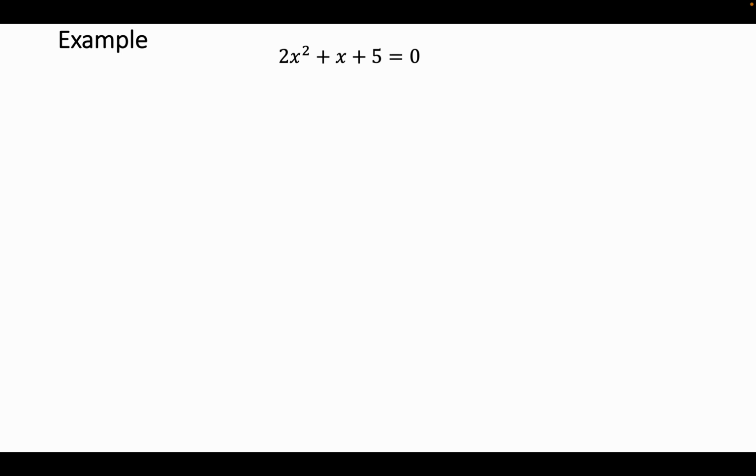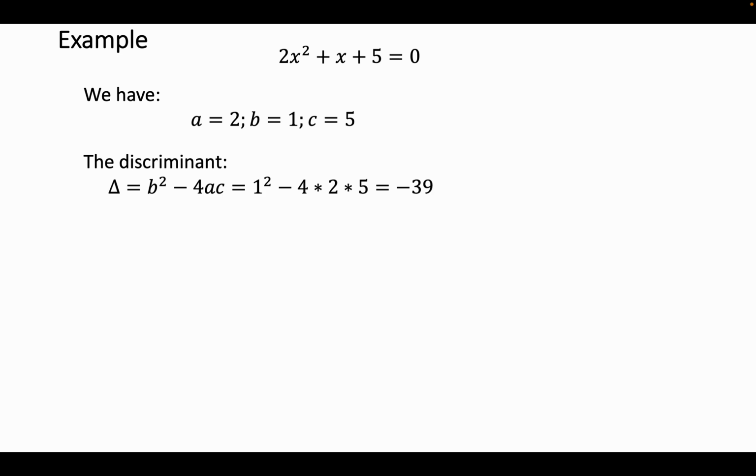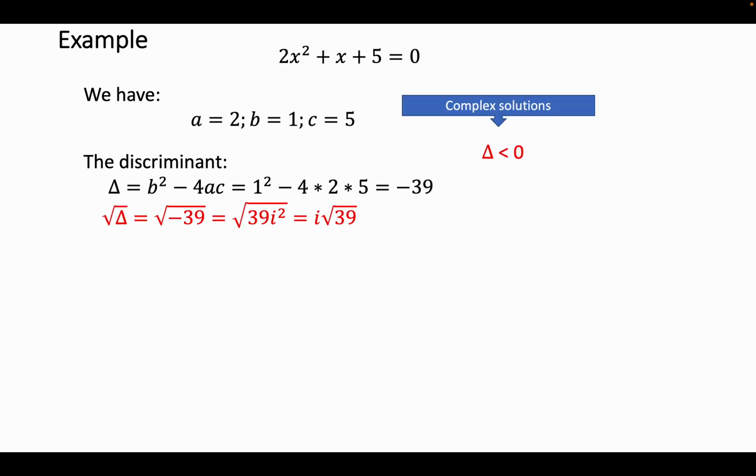In this example, 2x squared plus x plus 5 can be substituted with these. We can then place this into the discriminant, which gives us 1 squared minus 4 times 2 times 5 equals negative 39. Because it is less than 0, it will give us a complex solution. So that means we will have to put i times the square root of 39 as our square root of the discriminant.